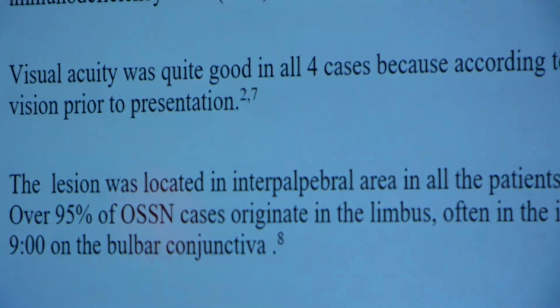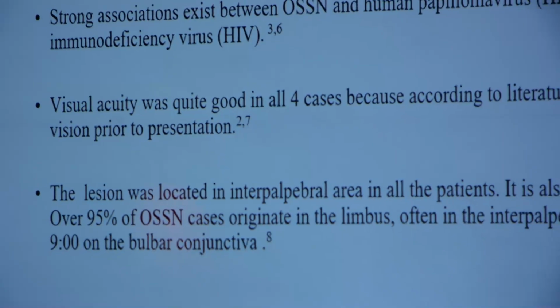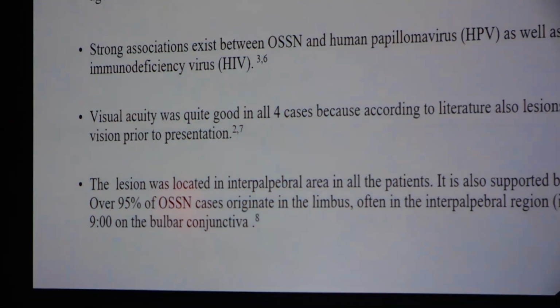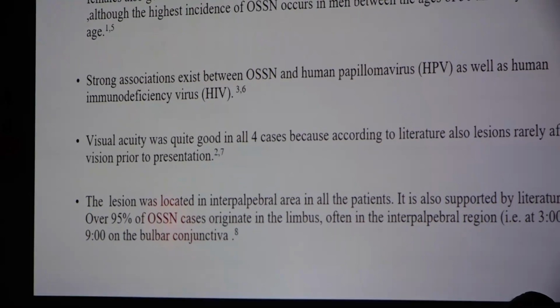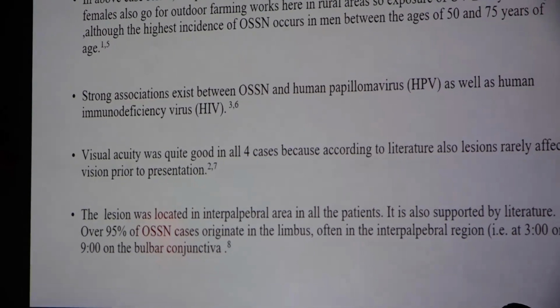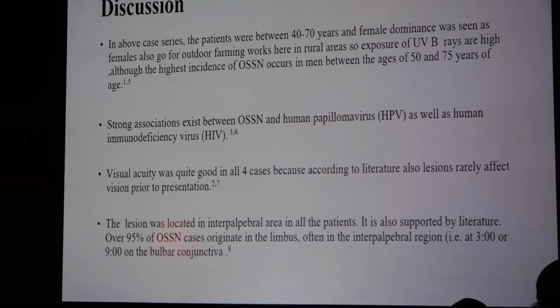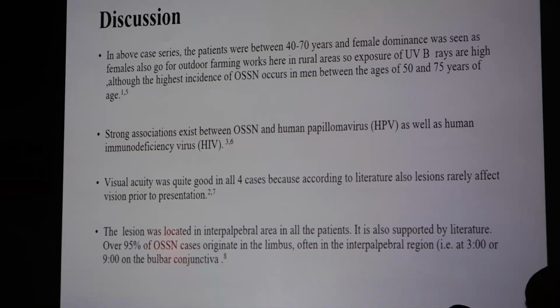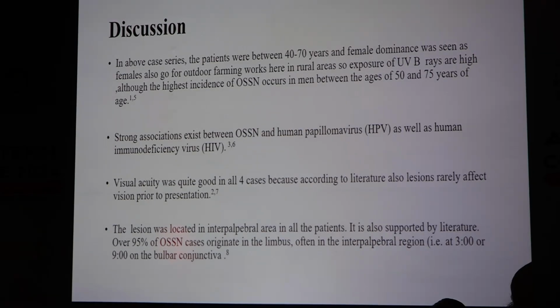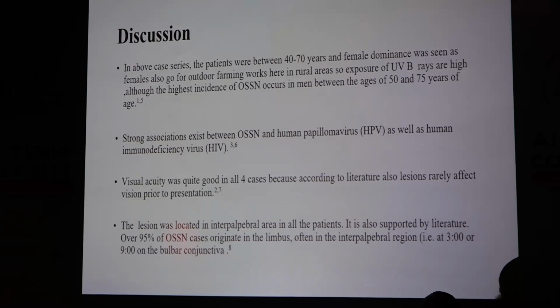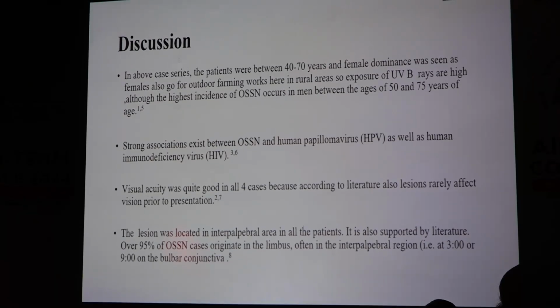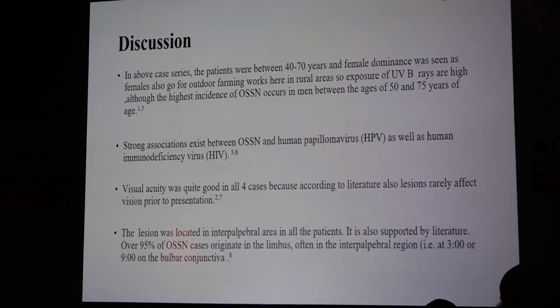Coming to the discussion, in our case series, the patients were between 40 and 70 years. Female predominance was seen, as females also go for outdoor work and are exposed to UVB rays. There is a strong association of OSSN with human papilloma virus and HIV, but in our cases no patient had HPV or HIV infection. Visual acuity was quite good in all 4 cases, as supported by the literature. The lesion was located in the interpalpebral area, which was also supported by the literature.